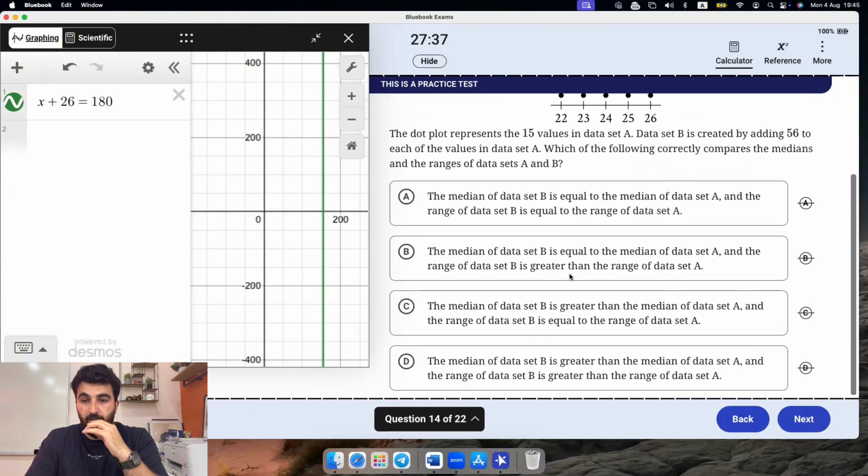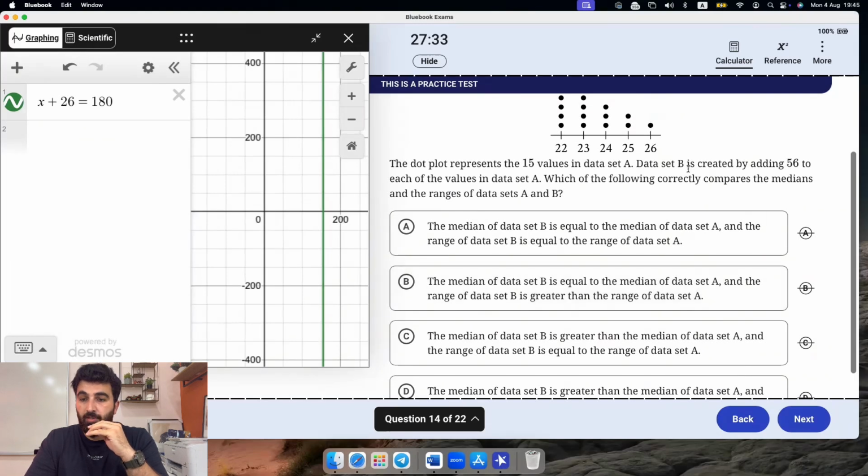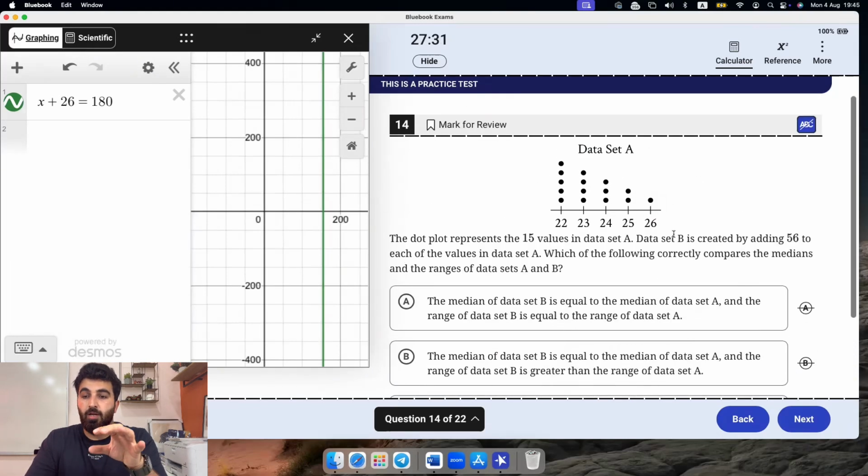Okay. A dot plot is given. This is dataset A. Dataset B is created by adding 56 to each of the values. Look, if you are given a set and you increase each number by 56, automatically the mean, median, and mode increase by 56, but the range doesn't change. Which of the following correctly compares the medians and range of sets A and B? We said range does not change, but mean, median, and mode increase by 56.